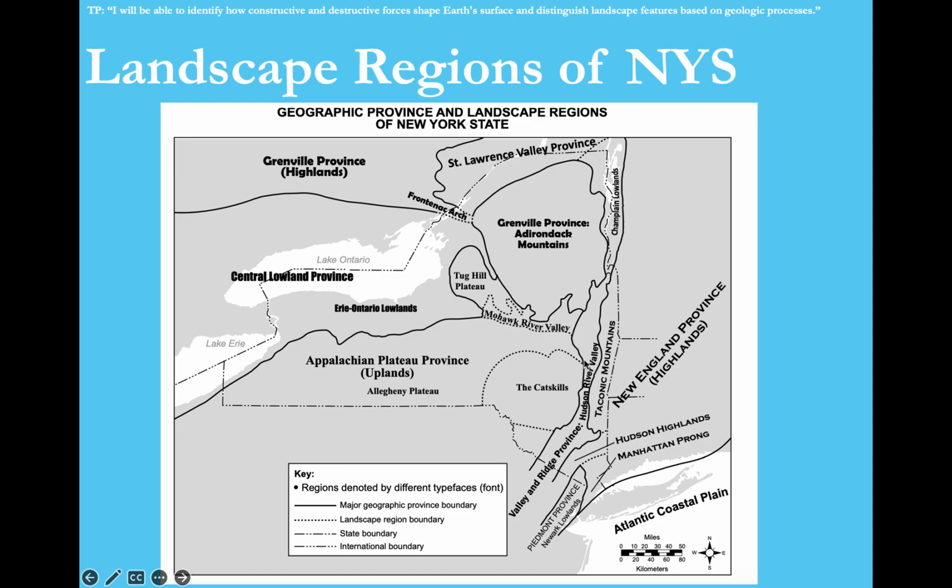All right, this is a good example of some of the landscapes in New York State. We also have the extension here. We have the Mohawk River Valley going across. That's also a low elevation.